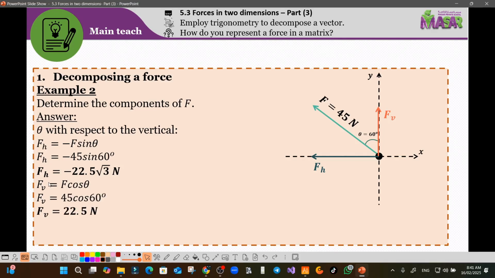Now for the vertical component, we apply the same thing. And finally, we represent the outcome using the matrix notation.